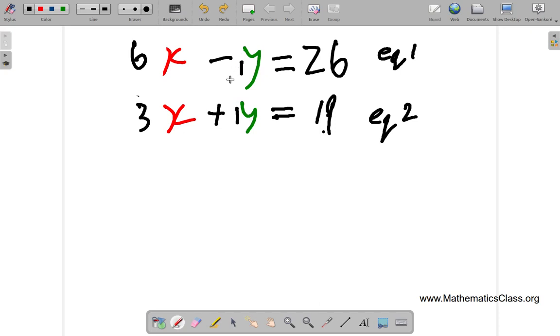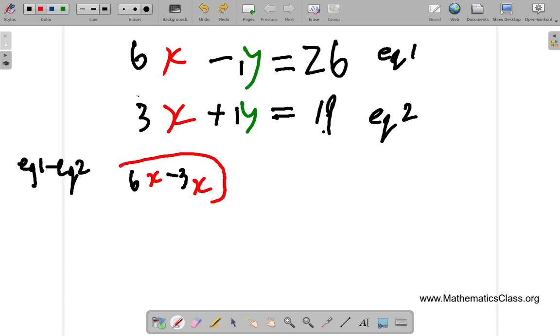Question: should we add or subtract the two equations? Suppose, for example, you subtract these equations. What would happen? Let's say equation 1 minus equation 2. So the x's: in equation 1 you have 6x, in equation 2 you have 3x. So 6x minus 3x. What happens to the x's? You end up with 3x.